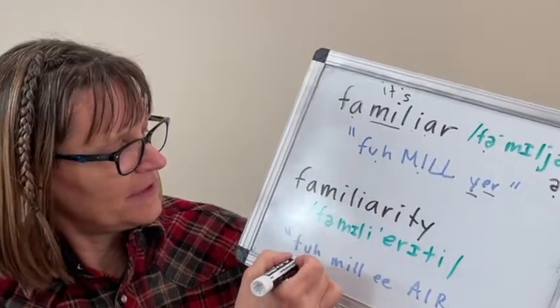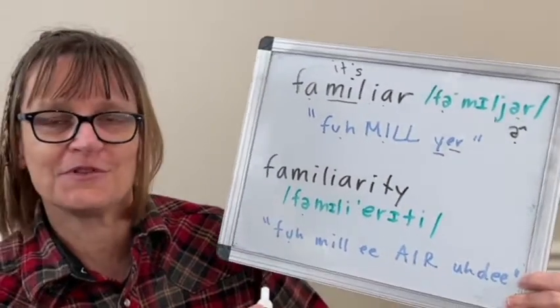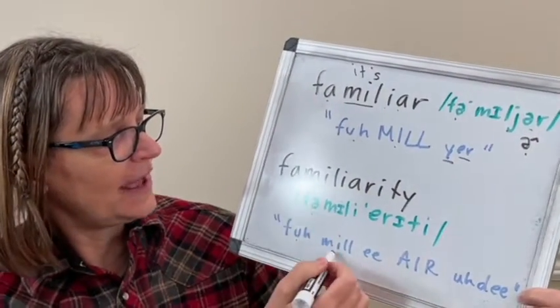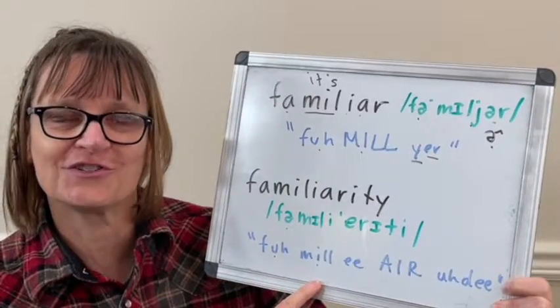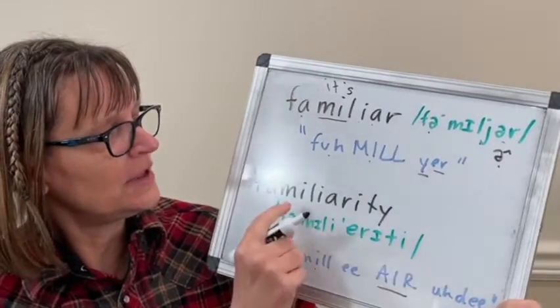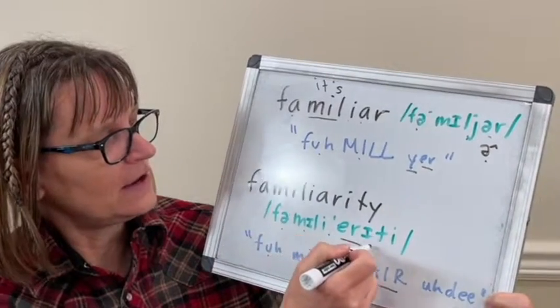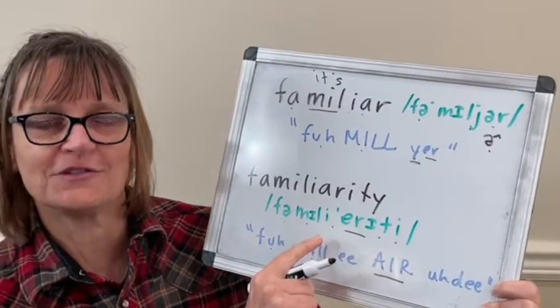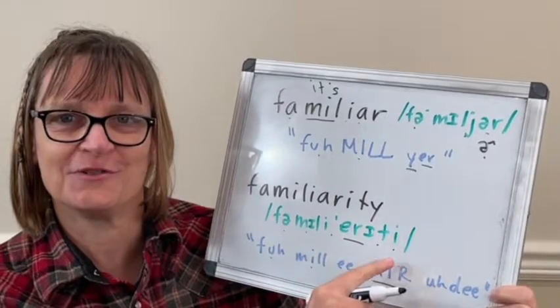We still have the F first syllable with the schwa sound like in familiar, and we still have the mill, but it's no longer stressed on the mill syllable. Now we're stressing on the air syllable, familiarity. So we have 3 unstressed syllables at the start and 2 at the finish.